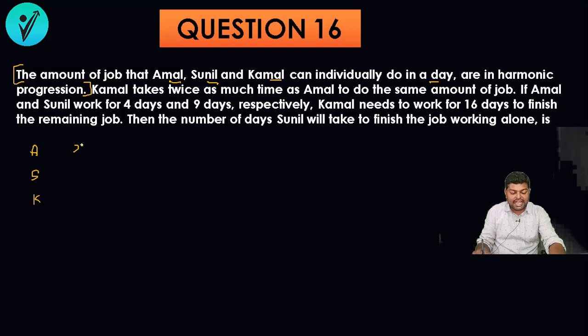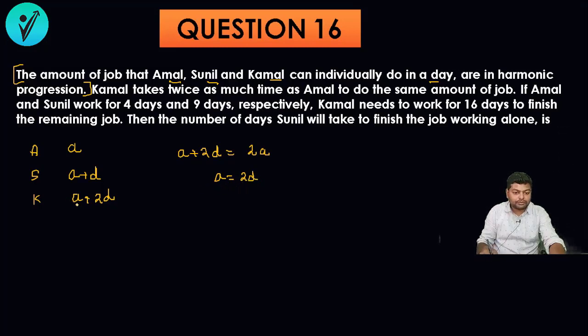So if Amal has taken A days, Sunil will be taking A plus D days and Kamal will be taking A plus 2D days. Kamal takes twice as much time as Amal. So it is clearly saying that A plus 2D is 2 times A. Kamal takes twice as much time as Amal does. So when we simplify it, we have A equals 2D.